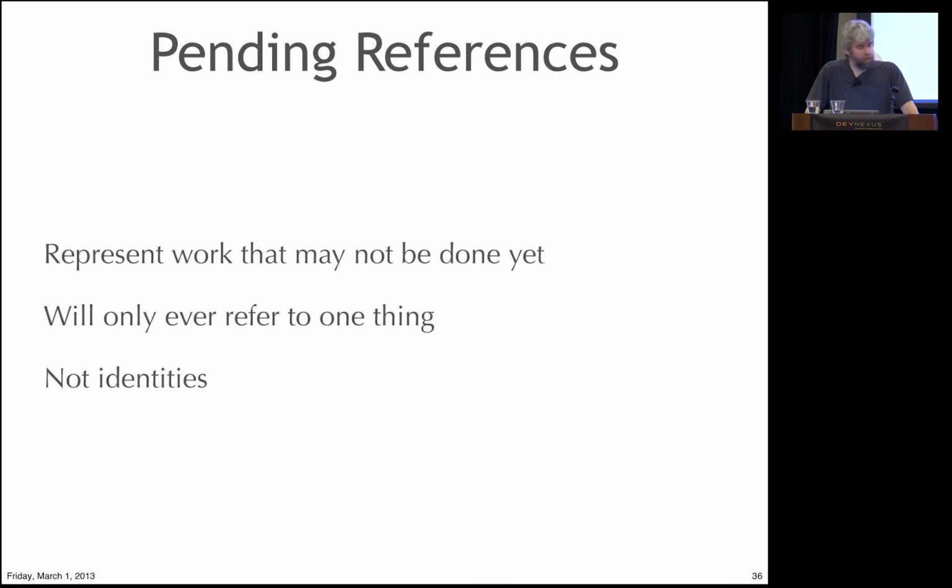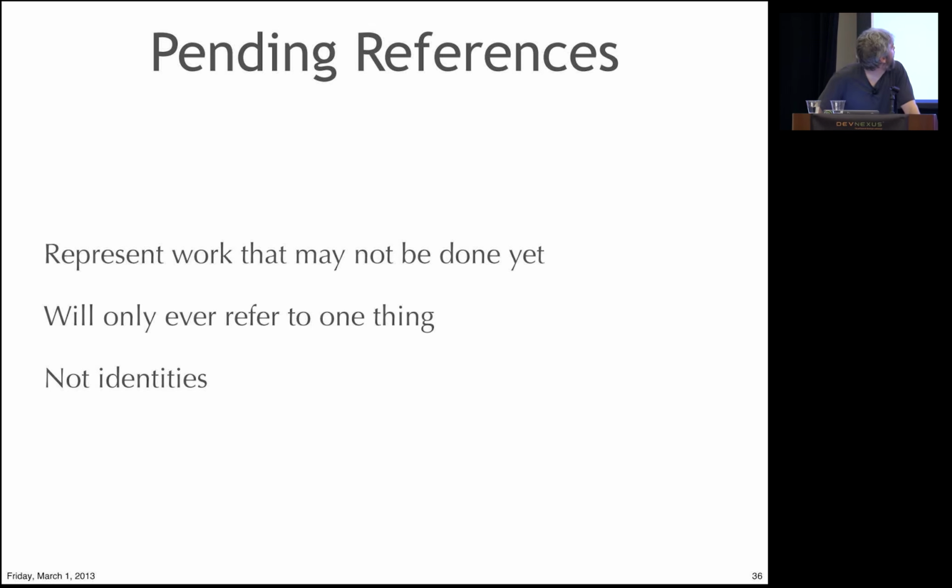There is another set of reference types that I'm going to call the pending references. These are references that also implement, at the Java interface level, an interface called clojure.lang.IPending, I believe. They represent work that may not be done yet. Because of that, they're primarily about letting you wait on something being done. And so they will only ever refer to one thing. When you create them, they are in what is called an unrealized state, so they don't refer to anything yet. And then, when they're done acquiring whatever value they're going to acquire, they are realized.